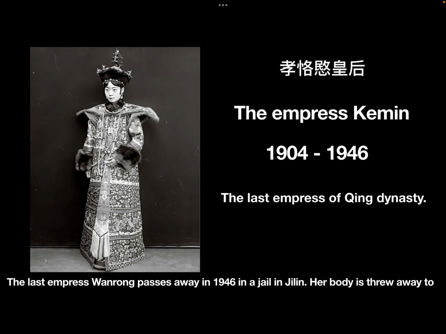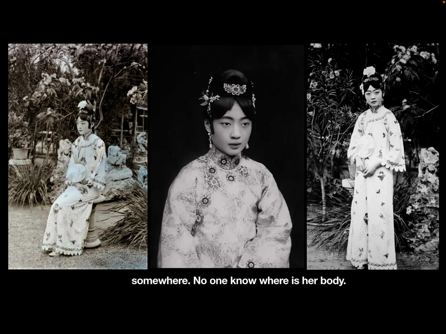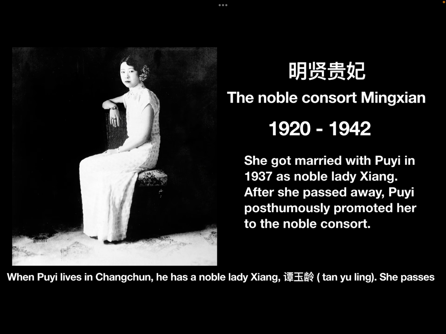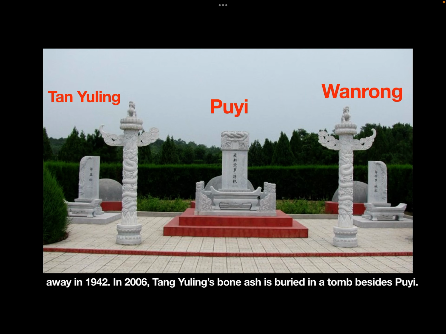The last empress died in 1933. No one knows where the body is. Since 2006, under the commission, people see a tomb near the next. In Changsha, he has another wife, Han Yuying. She passes away in 1940.